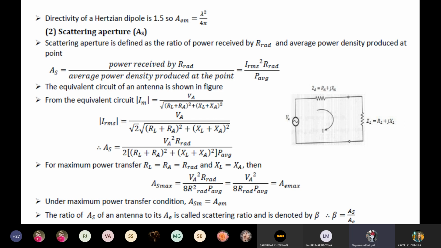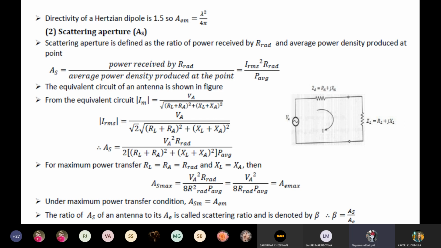Power received by the radiation resistance is equal to I_RMS squared into radiation resistance, divided by P average. The equivalent circuit of the antenna is shown in the figure; you can observe Z_A and Z_L. From the equivalent circuit, I_M is equal to V_A by the square root of (R_L plus R_A) whole squared plus (X_L plus X_A) whole squared. That is the maximum value, the magnitude of the peak current. I_RMS is equal to I_M by root 2.